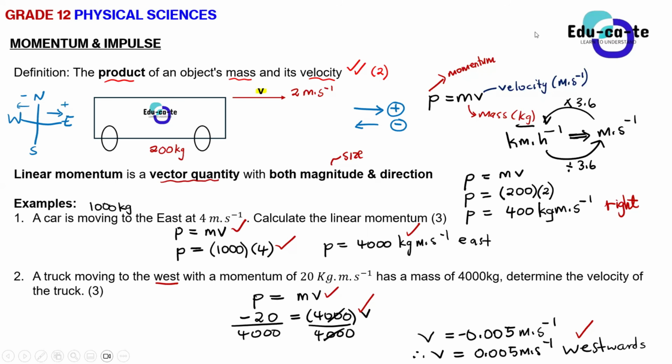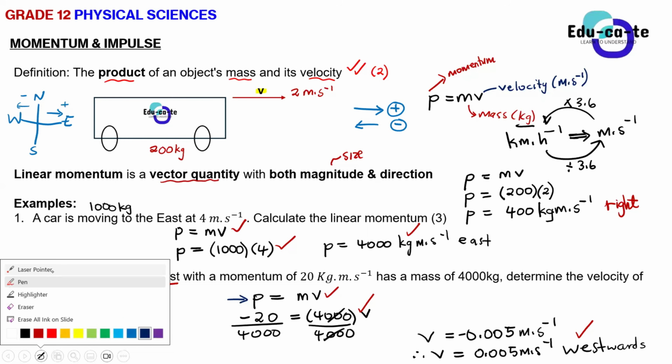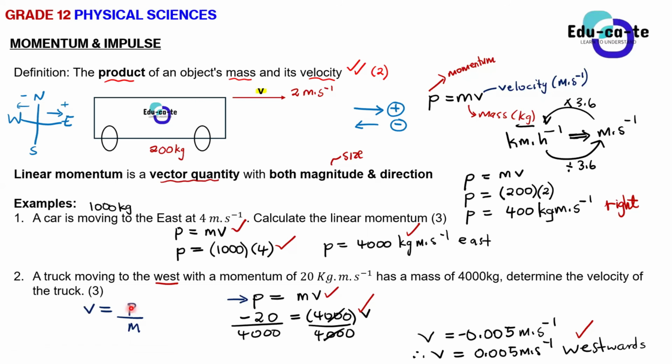Would it be safe to change the formula into V equals change of momentum over mass, to make V the subject of the formula? It is still the same thing. It is still correct. You're just going to say that V is equal to P over M. It means that in the first formula you have divided on both sides by M so that you remain with V as the subject of the formula. Then you just substitute, and you put negative 20 here, you put 4,000 here. So it's actually the same thing as what we did here, but you just do it in a formula way.